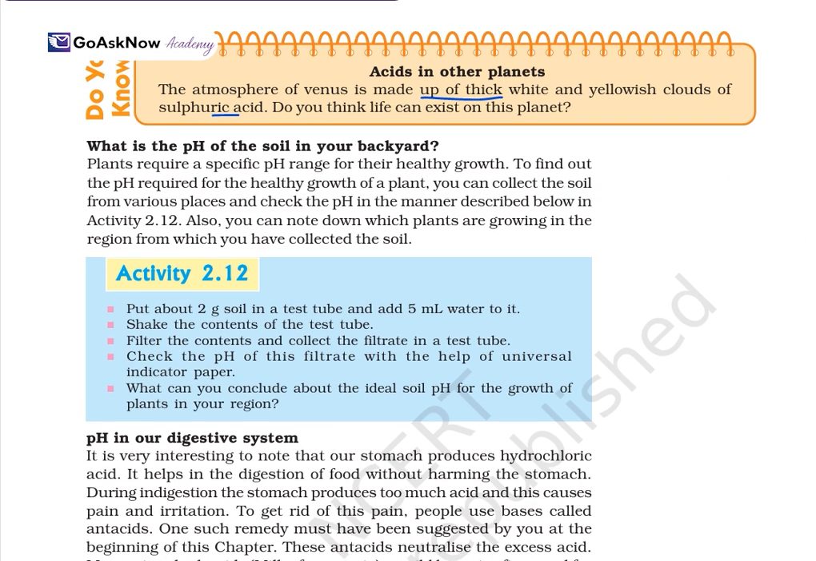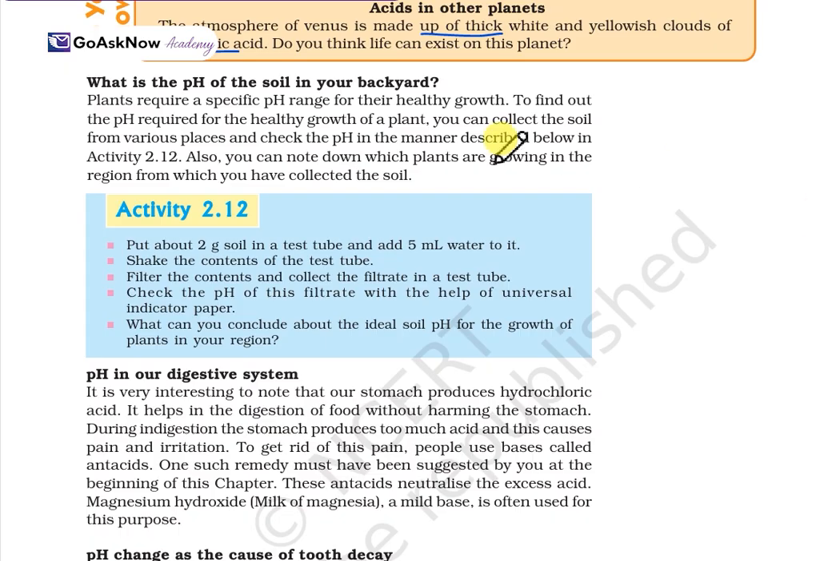Now, what is the pH of the soil in your backyard? Plants require a specific pH range for healthy growth. It depends on the soil and the soil quality. To find out the pH required for the healthy growth of plants, you can collect soil from various places and check the pH in the manner described below in the activity. Also, you can note down which plants are growing in the region from which you have collected the soil.